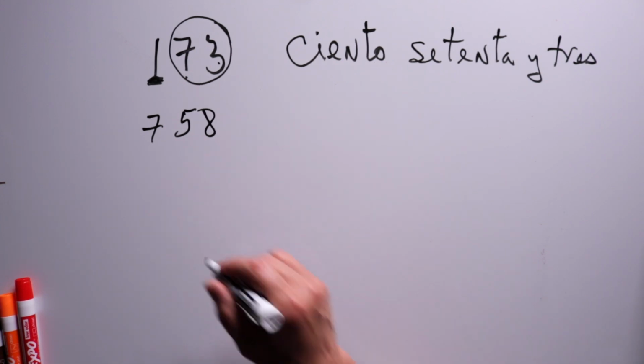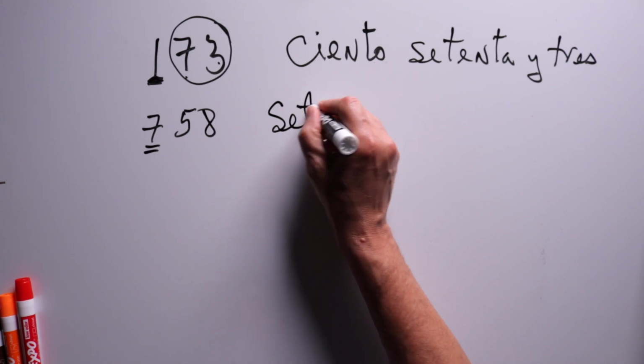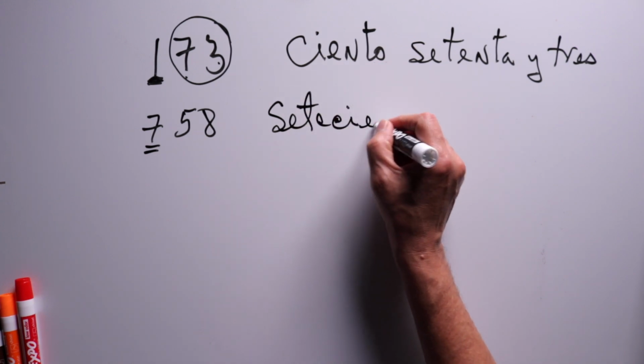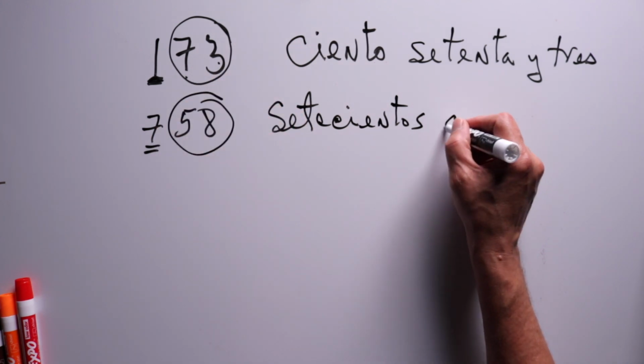What about if we do this? Right? Same thing, right? Focus on the first number. Setecientos. Right? Now focus on the tens. 58.